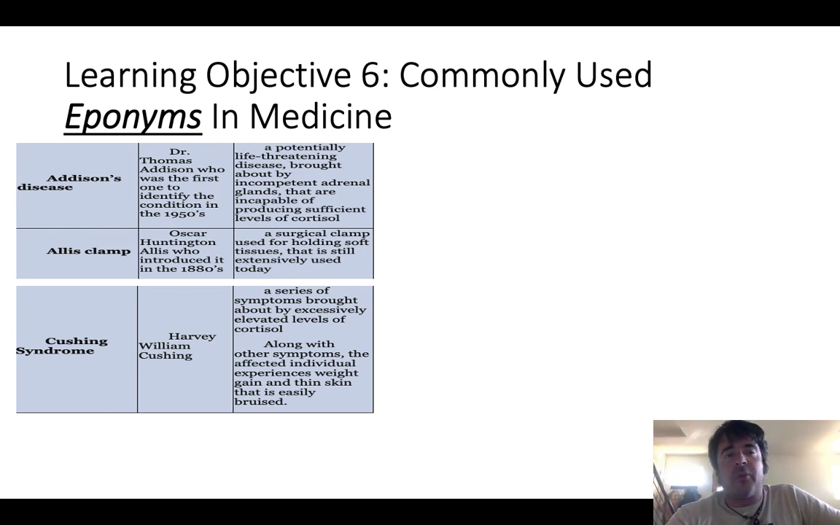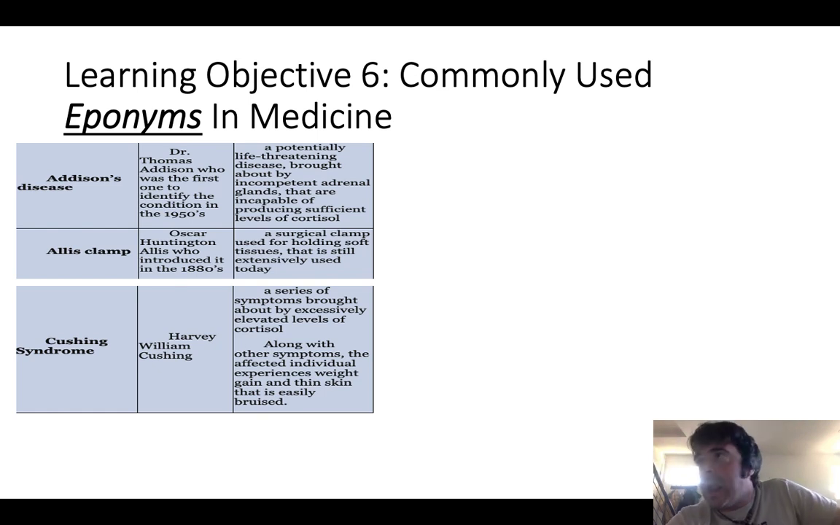Now, another thing that we commonly use in medicine and anatomy and physiology are eponyms. Eponyms are just conditions or procedures that are named after specific doctors. So they get their name after somebody. So when you see an eponym in medicine, if I call it an islet of Langerhans, that's an eponym.